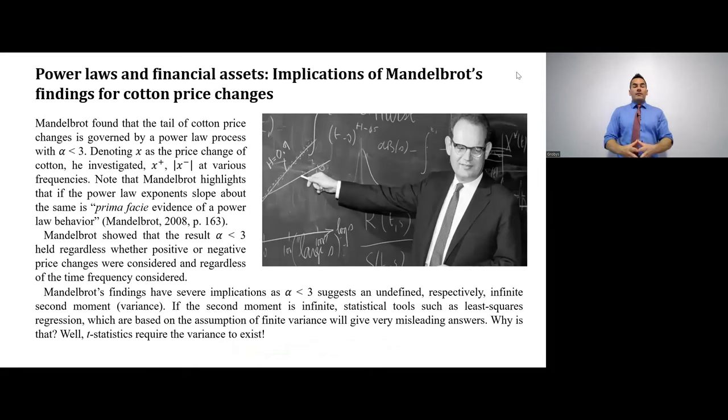So let's talk one more time about Mandelbrot, power laws and financial assets, and the implications of Mandelbrot's findings for cotton price changes. Mandelbrot found that the tail of cotton price changes is governed by a power law process with a tail exponent alpha less than 3. If we denote X as the price change of cotton, he investigated the positive price changes and the absolute amount of negative price changes. Now we recall that power law functions are defined for positive values, so we have to take the absolute amount of the negative returns in order to run our model.